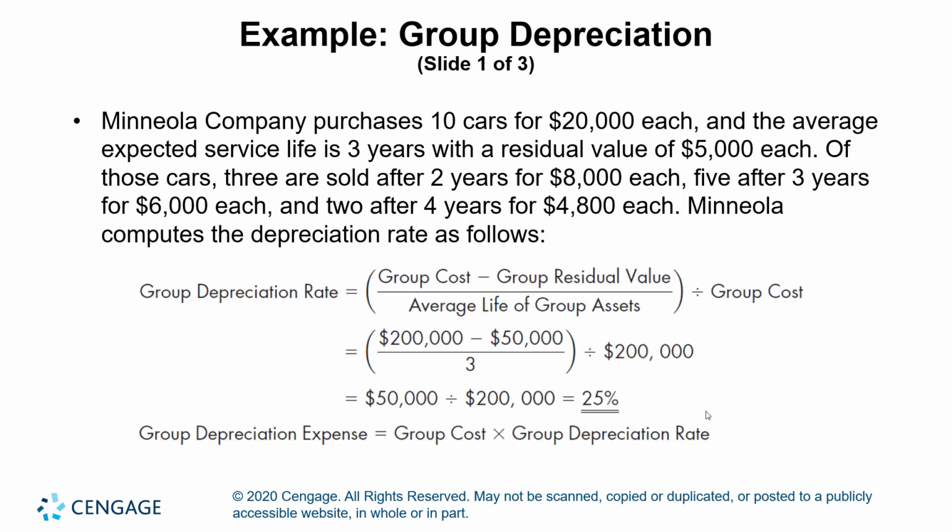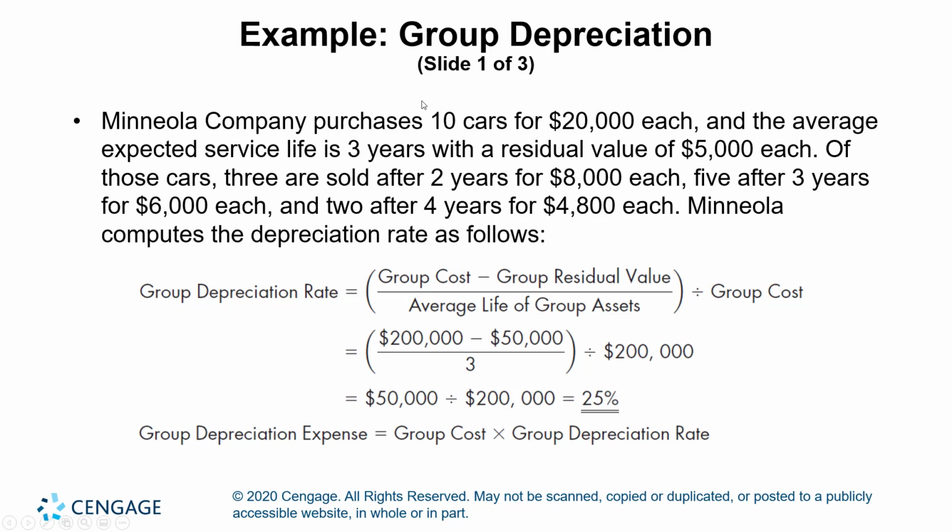So this is how they would do it. Group cost minus group residual value, divided by the average life of group assets, divided by group cost. So 200,000 is 10 cars times 20,000, minus the 5,000 times 10 cars, divided by 3 years. So the group depreciation is 200,000 per year. And then the 50,000 in residual values is divided by the 200,000. So the group depreciation rate is 25%.